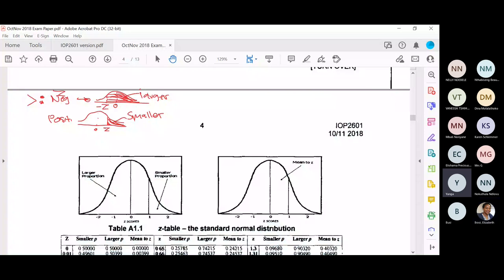If I get you correctly, after drawing this diagram, you then go for the shaded side. Yes, the shaded side.